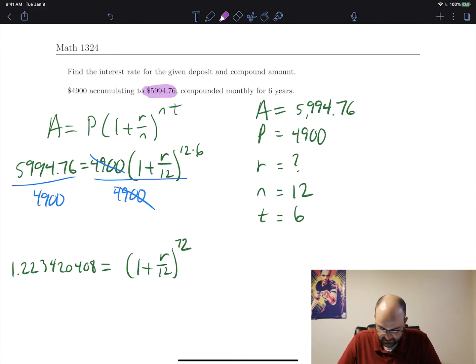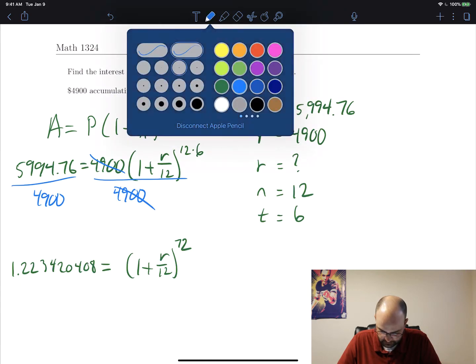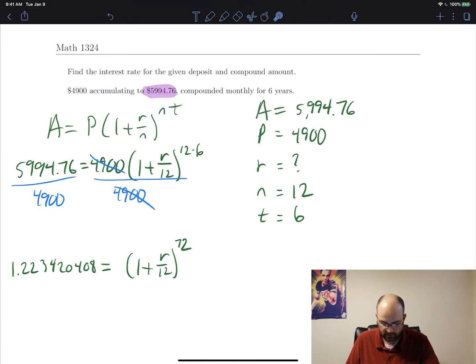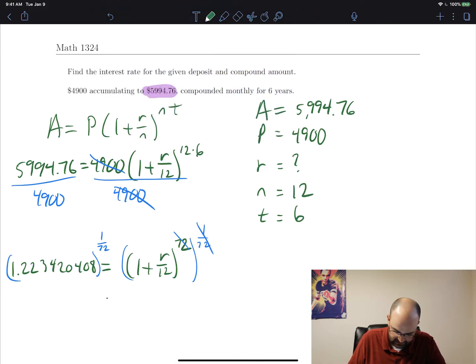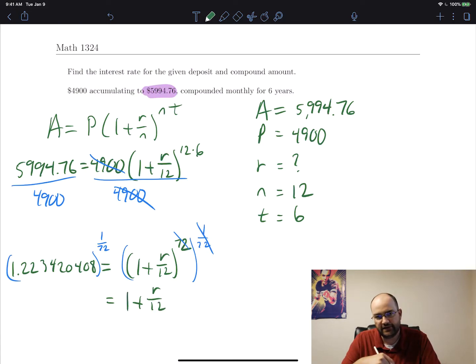So the question becomes, what should I do to get this r by itself? Well, I need to get rid of the exponent first. So there's a property of exponents, which means I can take both sides to the reciprocal of the exponent to get rid of that one. So I'm going to take both sides to the 1 over 72 power. Now, those two exponents go away, and on the right-hand side, that means that I'm just left with 1 plus r over 12.